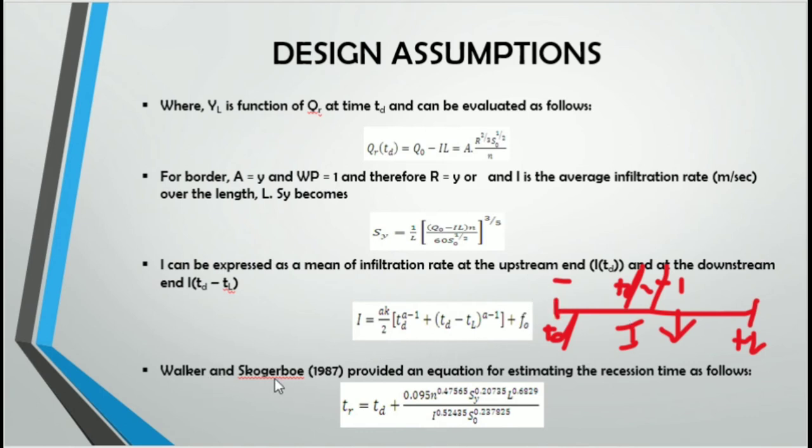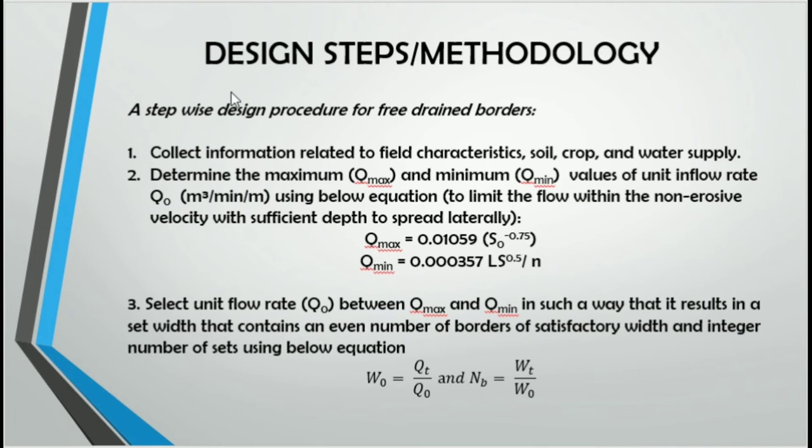Walker and Skogerboe, 1987, provided an equation for estimating the recession time as follows. So this is the whole equation: TR is equal to the time of depletion plus these numbers over here. This will be your equation for recession time.